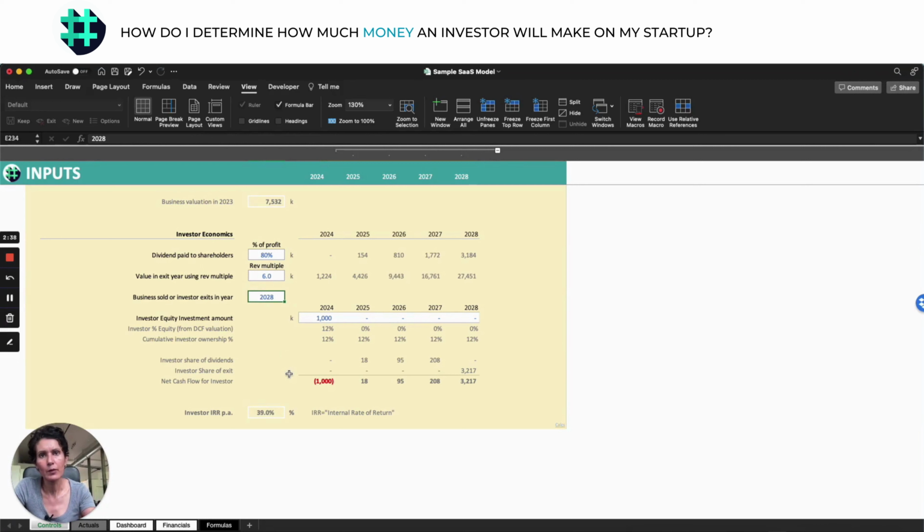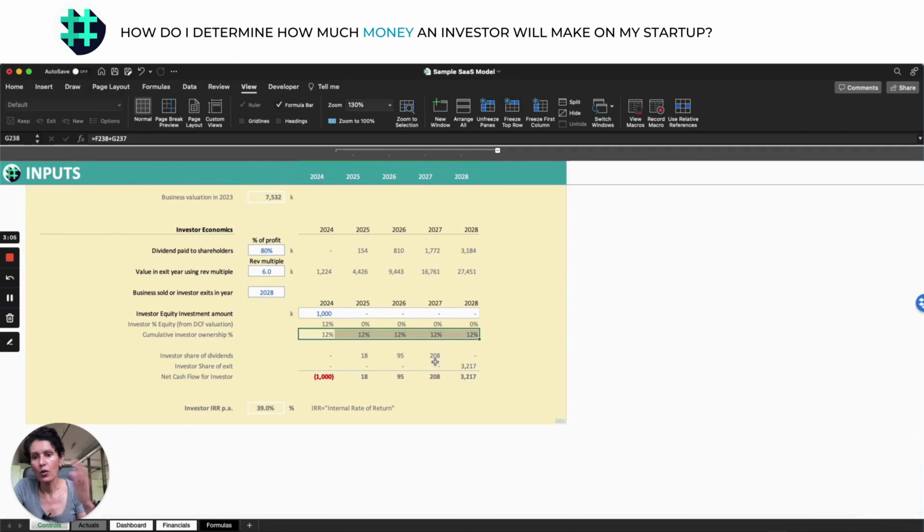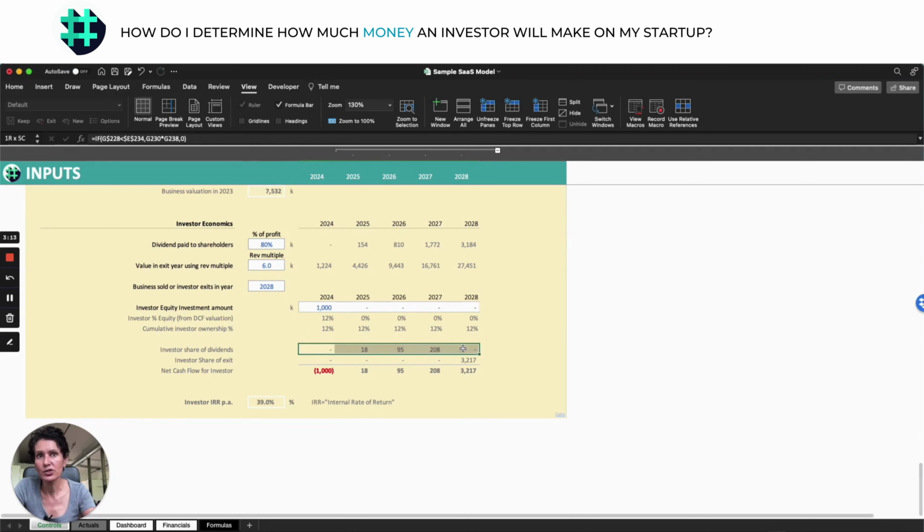And if we then assume that we exit in 2028, now we have all of the ingredients to be able to calculate the IRR. So first, this investor has given $1 million against a valuation of 7.5. As we said, that's 12% ownership. And if that is the only investment that they make in the company, their total equity ownership stays at 12%. And now we can circle back and say that of the amount that we have paid out in dividends based on this 80% dividend payout ratio, this is the investor's share, which is 12%, their ownership of all of the dividends that we're going to pay out.